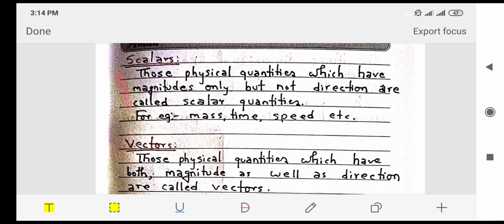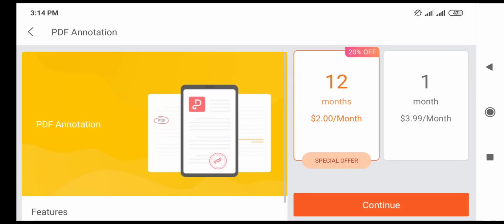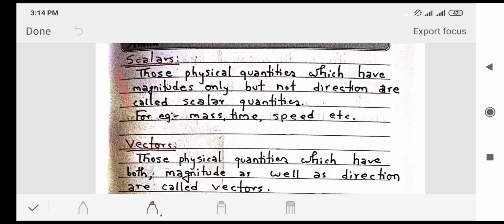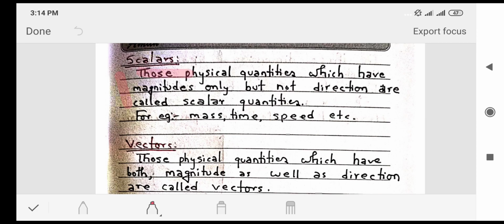First of all, we have to know what is scalar quantity and what is vector quantity. So what is scalar quantity? Scalar quantity is such a quantity which has magnitude only but not direction. Means in which we find only magnitude but there will not be any direction. So only magnitude containing quantities are called scalar quantities.